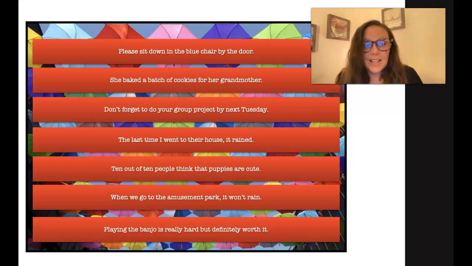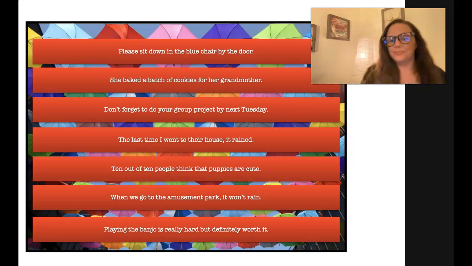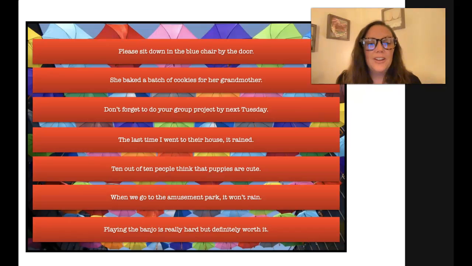And I love this activity where you can have them draw or annotate, where you read the sentence to them. They have to remember it, so you only show it to them once, or make them rely on their auditory memory strictly, and have them draw a picture of what it is the sentence is saying. Please sit down in the blue chair by the door. So they would sketch out a picture of what they've read.